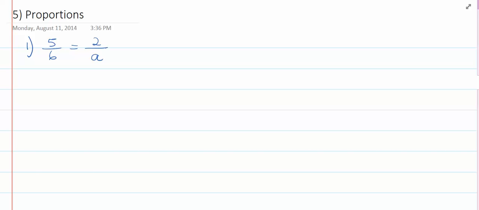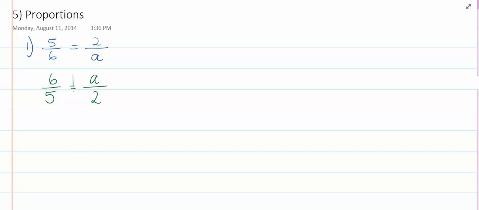Now, in order to treat this like an equation, you do want the variable in the top part of your fraction. So what you do to one side, as long as you do it to the other side, it's a fair move. So I'm going to flip it over. So I have a over 2. That means I need to flip over the other side as well. So I'm going to get 6 over 5, and then it's just like solving an equation.